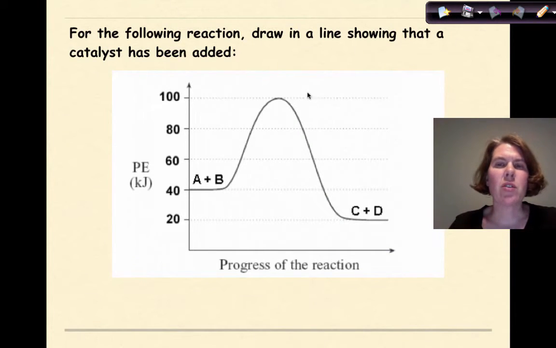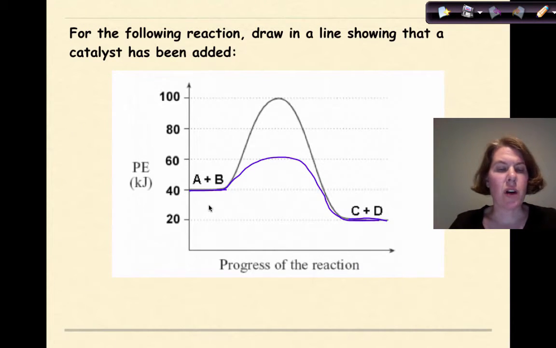For the following reaction, draw on a line showing that a catalyst has been added. So here we are, starting at the beginning with A plus B, potential energy of our reactants. We'll get to C plus D, the potential energy of our products. The black line, of course, is representing an uncatalyzed reaction. So what we want to do here is go up a little bit to show that the activation energy has decreased, go down, and meet that final line where the potential energy of the products is.